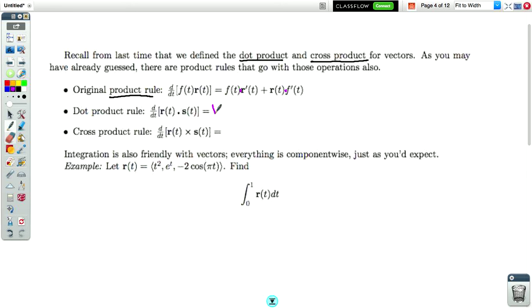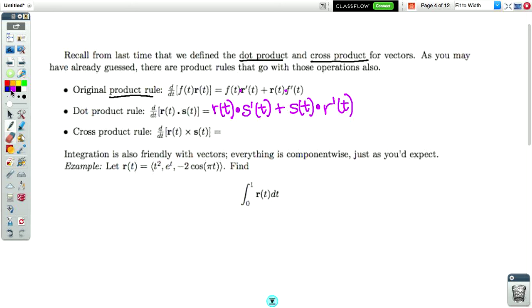So I'm going to go left dot d right, so r dot s prime, plus right dot d left. So same as the original product rule, left d right plus right d left, except the operation between them, instead of just regular old multiplication, now is the dot product.